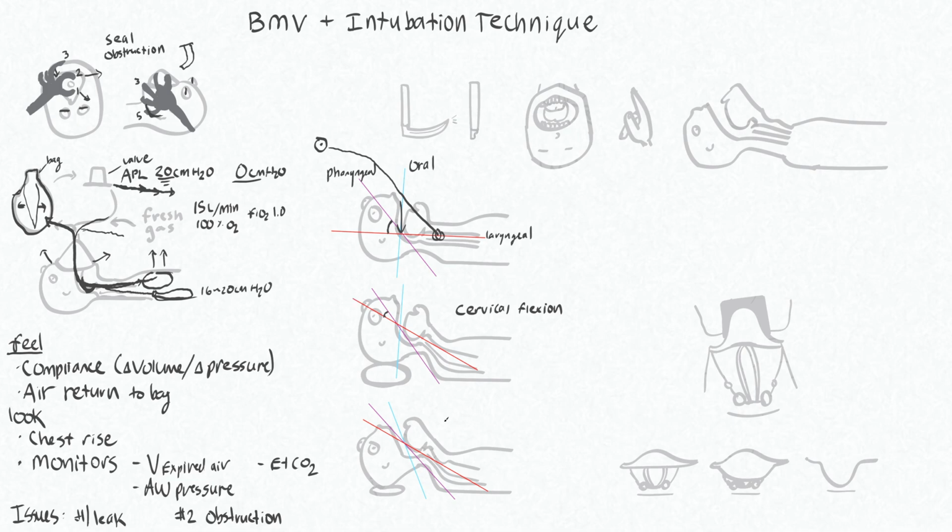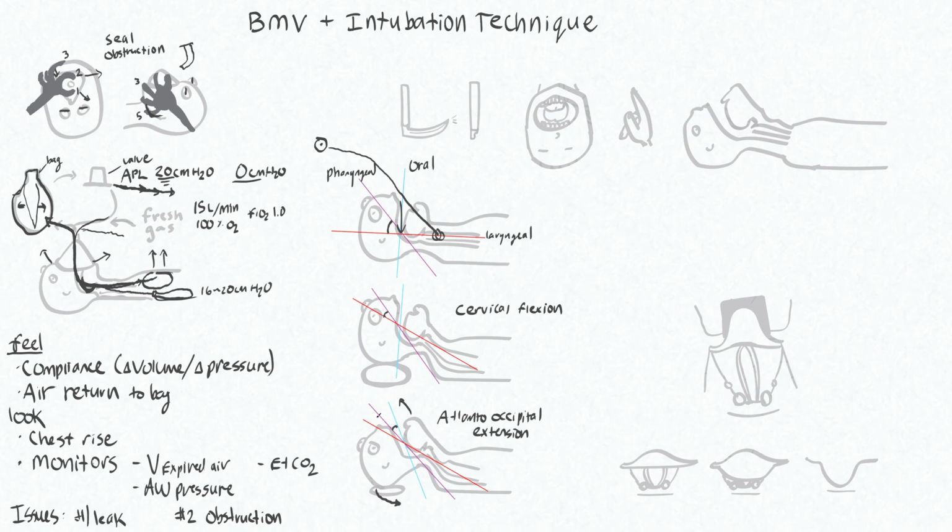And then next, we'll put the patient into atlanto-occipital extension. So have them tilt their chin up to the ceiling or push their head down. And this helps align our oral axis. Previously it was more straight up and down, and now there's much more of an acute angle between the pharyngeal axis and the oral axis.